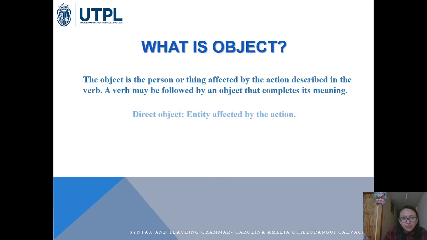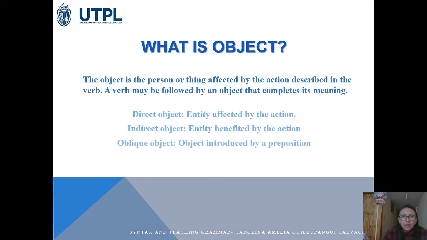For example, we have different objects. The first is the direct object. This direct object is the entity affected by the action. The indirect object is the entity benefited by the action, not affected but benefited. The oblique object is the object introduced by a preposition. These prepositions are to or for.